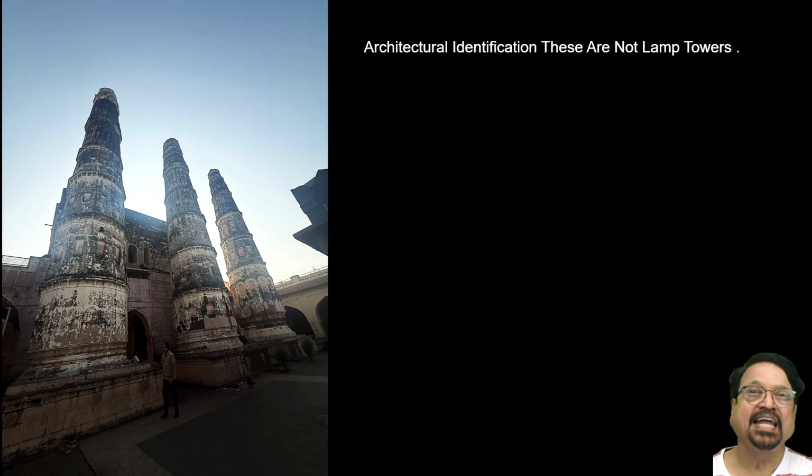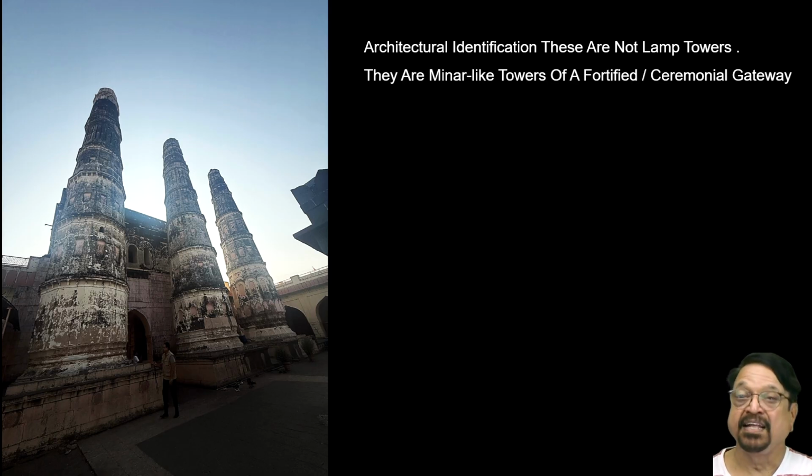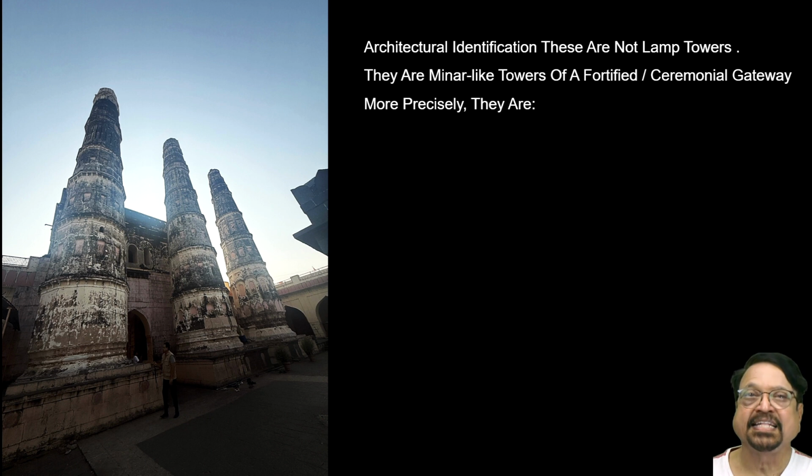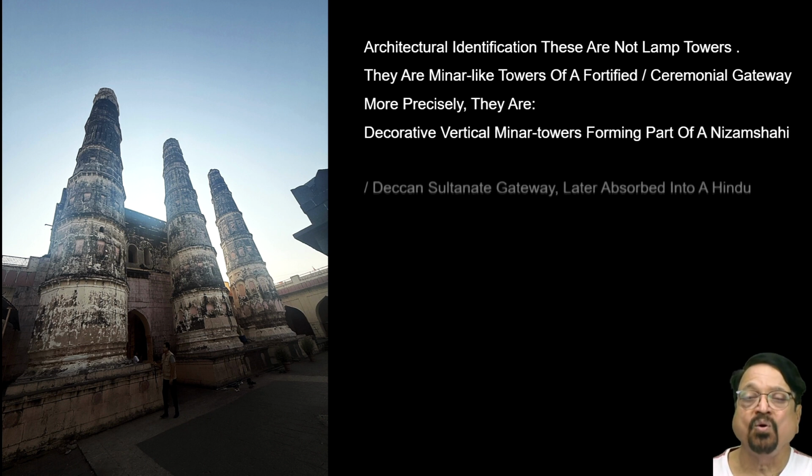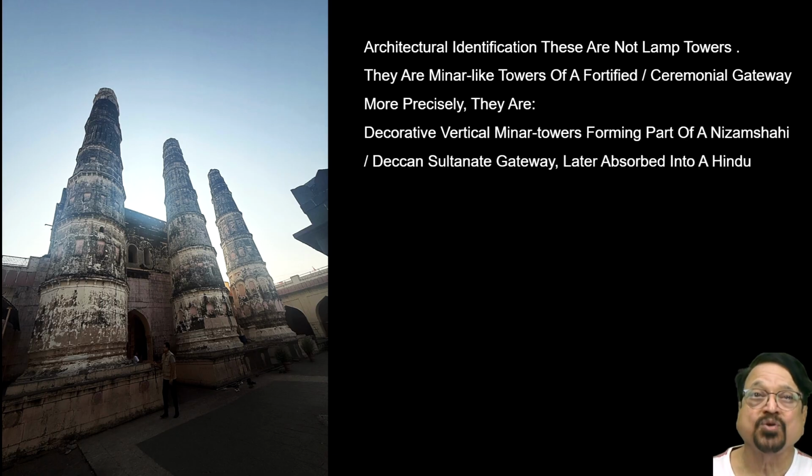Now here what we are saying, the architectural identification: these are not lamp towers. Now again I am saying, you can have a difference of opinion, you can analyze by yourself. They are minar-like towers, then a fortified, ceremonial gateway. They are not exactly making a gateway, they are asymmetrical, not symmetrical, there are no niches, there is no way you can keep any lamps on it.